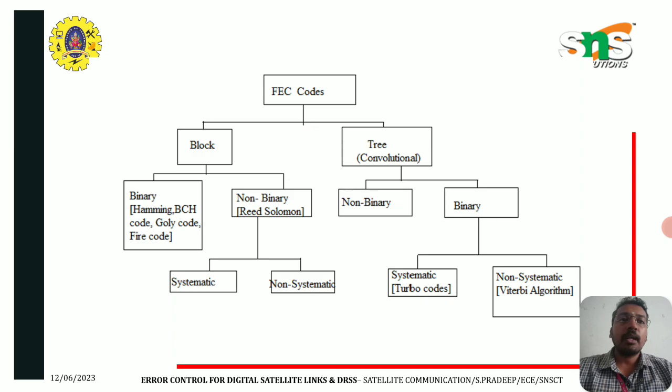The block diagram of the different forward error correction codes is given in this figure. The forward error correction code is subdivided into block codes and convolutional codes. Under block codes, binary codes are there. For example, Hamming, BCH code, Golay code, and Fire codes come under binary, and Reed-Solomon codes come under non-binary. The non-binary is also subdivided into systematic and non-systematic. The convolutional codes are classified into non-binary and binary. Under binary, systematic is the turbo codes, and under non-systematic, the Viterbi algorithm comes under.